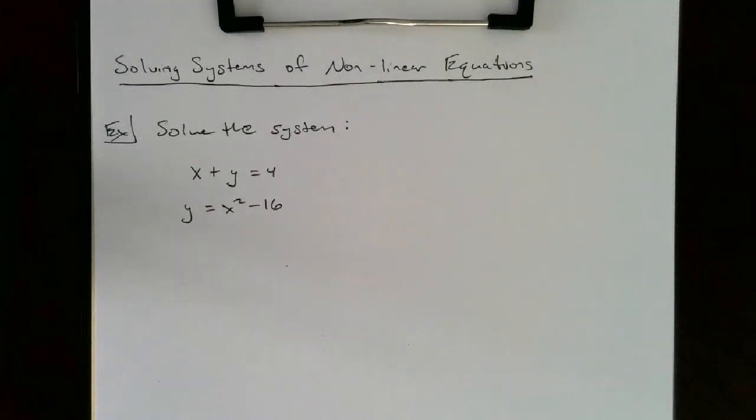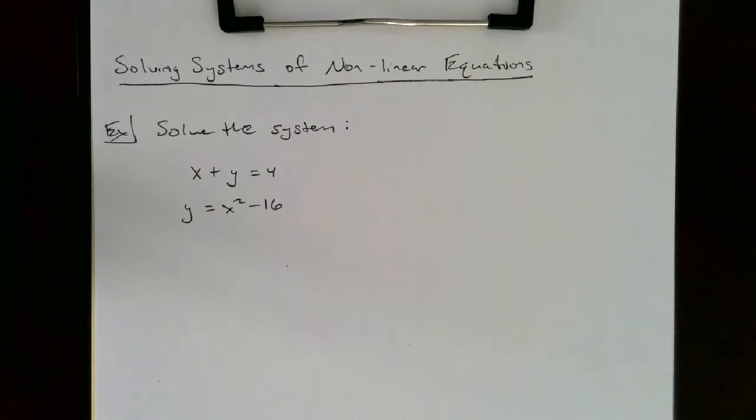This is a video on solving systems of nonlinear equations. In the previous sections, we've solved systems of linear equations, which would just be two lines, and you would find the point where they intersect to find the solution. Here we're going to have nonlinear systems, which means that you could have a line and then some other type of graph, be it parabola, circle, or whatever it might be, or you could have two parabolas, two circles, etc.